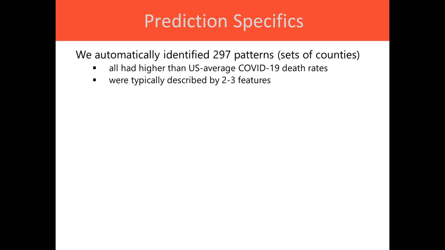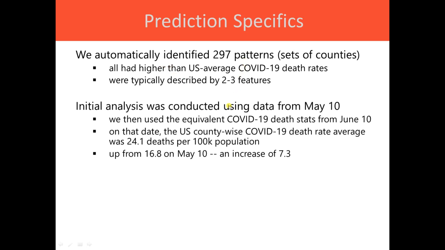So I made some more plots that can show you this. We automatically invented 297 patterns. We then used the May 10 patterns and the COVID-19 death statistics from June 10 to see how well our patterns were able to predict the average increase in death rate. The US county-wise average death rate was 24.1 deaths per 100K population, up from 16.8. This was a US-wide increase of 7.3.